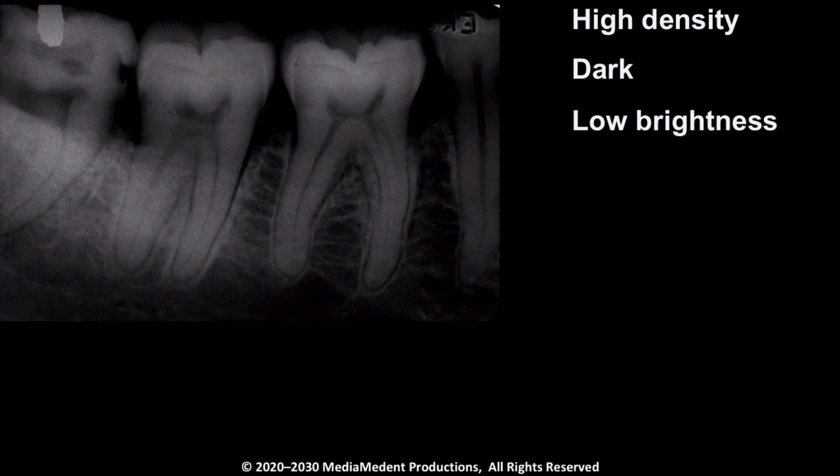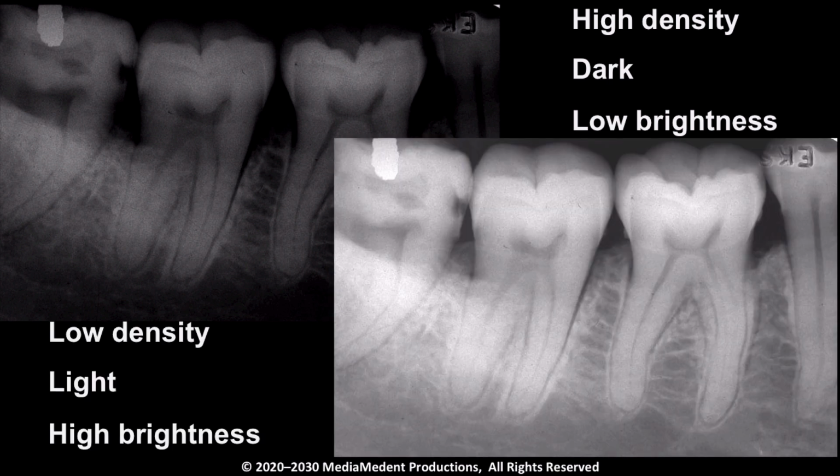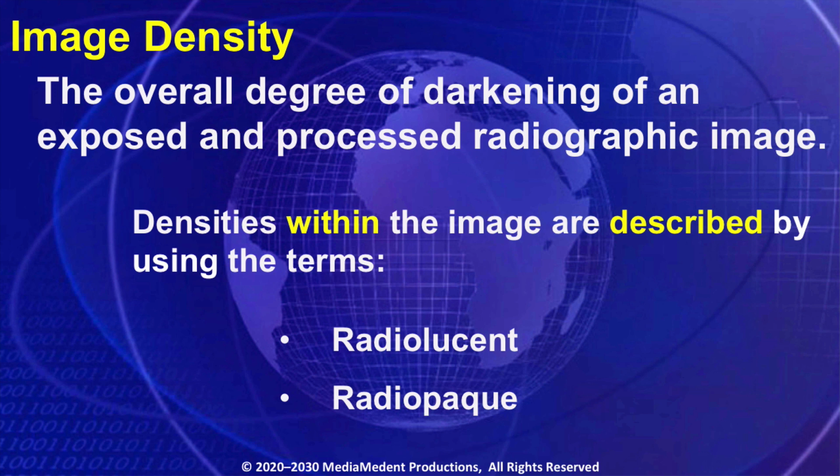Images with high density are described as dark images. Images with low density are described as light images. Images viewed on a computer screen may also be described as having low brightness or high brightness. While the term image density refers to the overall degree of darkening of an exposed and processed radiographic image, density differences seen within the radiographic image are described by the terms radiolucent and radiopaque.